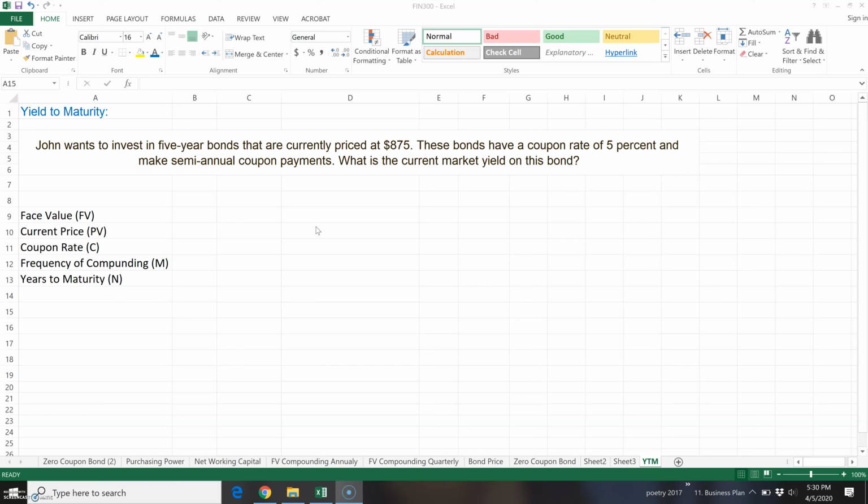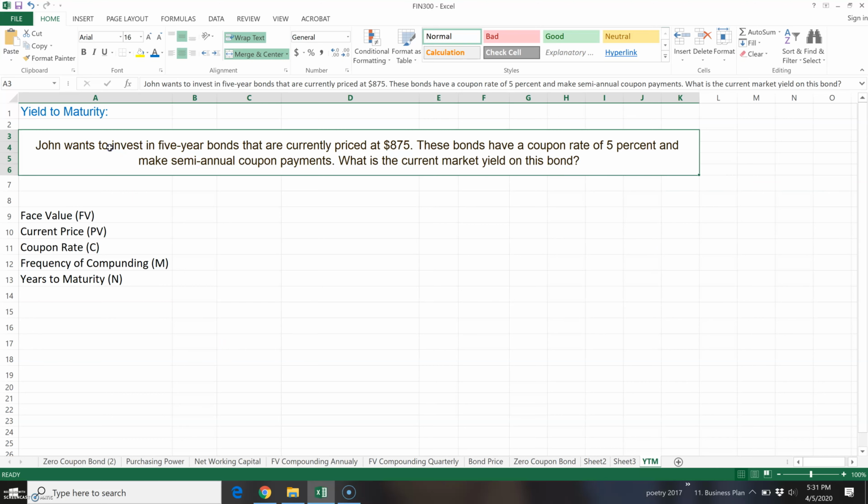So, let us work through an example to see how a bond's yield to maturity is calculated. All of you can open the Excel worksheet and use the facts that I have shown here in this Excel worksheet. So, let me read that situation or the example.